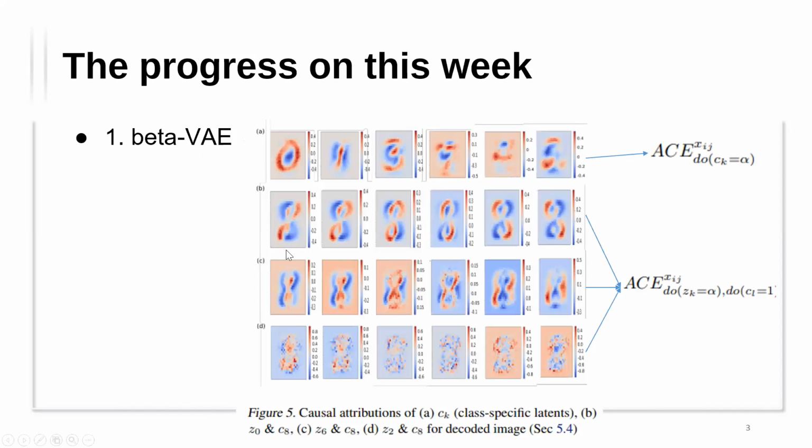Remember last week when we talked about the last experiment of average causal effect, here they train their model on beta VAE. So what is beta VAE? First, I think we need to know what VAE is.